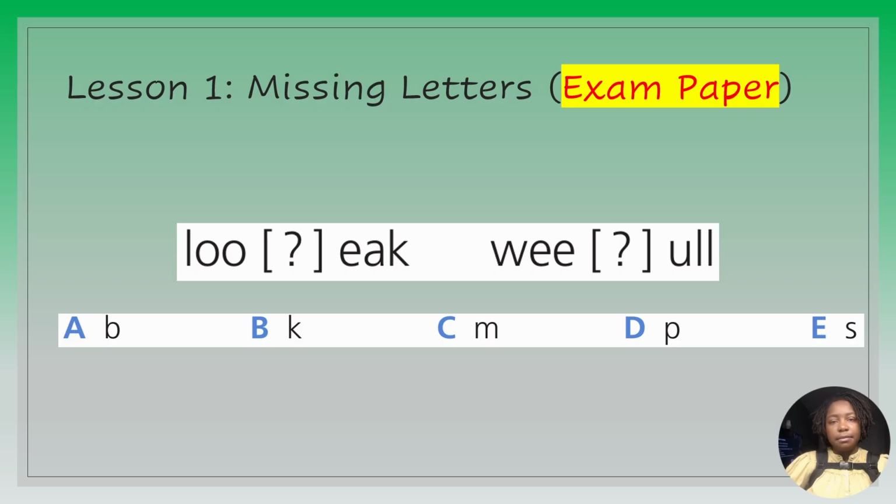Now you have a go. Okay, if you chose P, yes, you are correct. P makes loop, peak, weep, and pull.